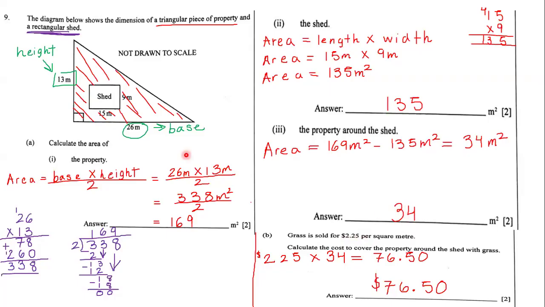And how many square meters do we have that we need to cover? 34. That's the amount of square meters that we want to cover. So what we have to do in order to get our answer, to figure out the cost? Multiply. Very good. So we have to do 2.25 multiplied by 34, and that's how we get 76.50. That makes sense? Yes, sir. Good.